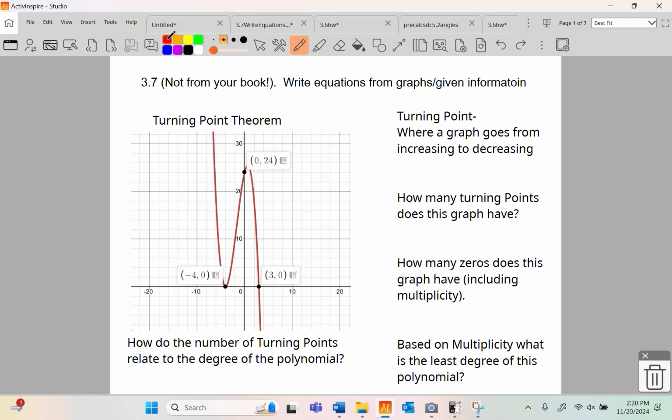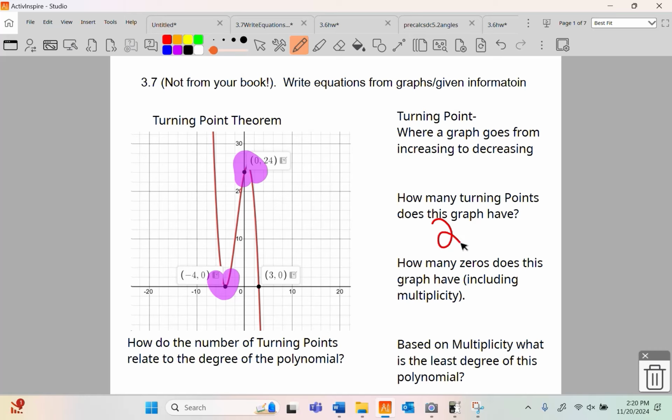How many terms do you see? How many, Elisa? There's one right there, there's one right there. Got two terms. You're changing from decreasing to increasing to decreasing. Two terms.